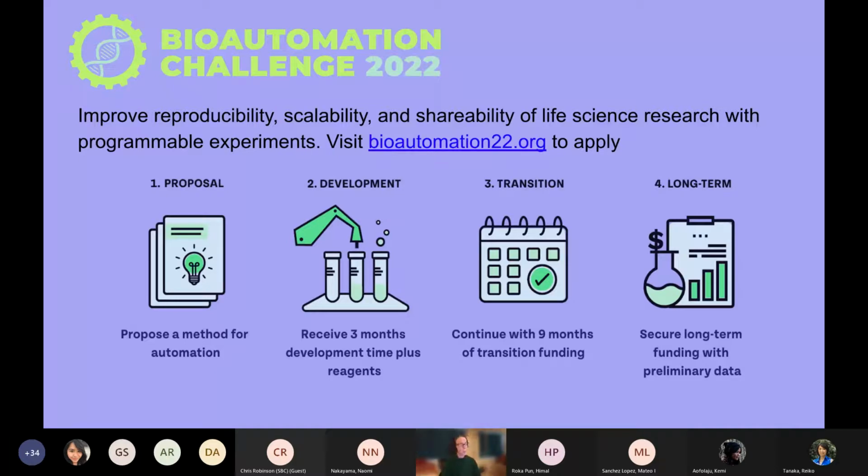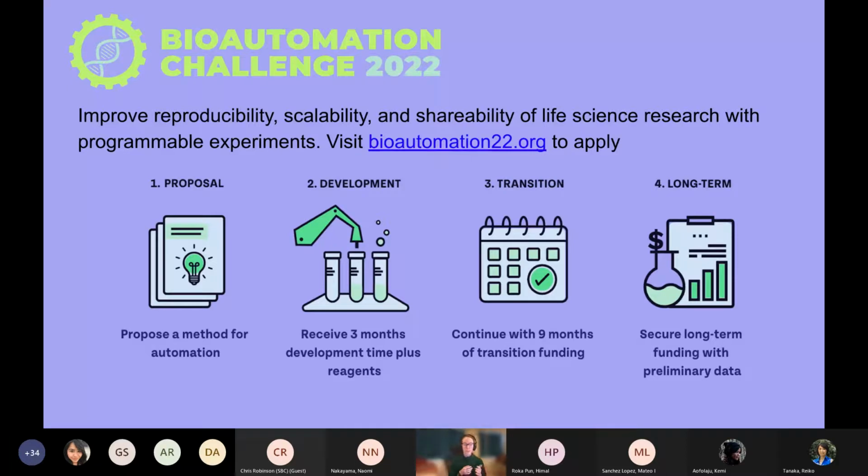And as an effort to make automation more accessible to people, I recently started this program called the Bioautomation Challenge, which is a grant program that you can apply to. Deadline is March 16th. If you have a method that you would like to automate, you can propose that method, and we will be selecting proposals, and those groups will receive a year of access to a cloud lab facility as well as a reagent budget.